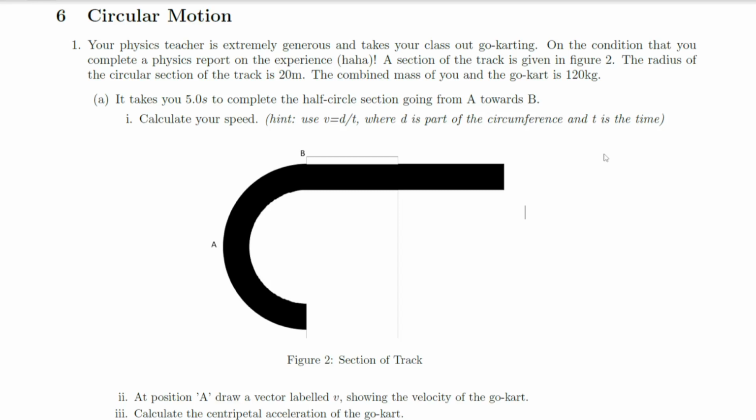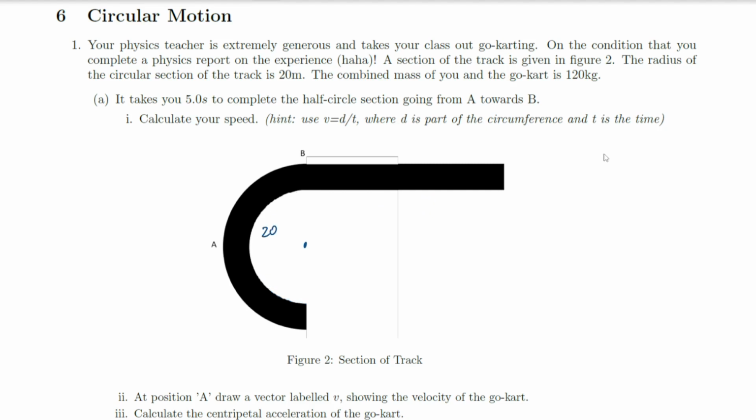Your physics teacher is extremely generous and they take you out go-karting. Of course, on the condition that you complete a physics report on the experience, right? That's fair. So a section of the track is given. Part of it is circular and another part is straight. So two sections. And the radius of the circular section is given to be 20 meters.